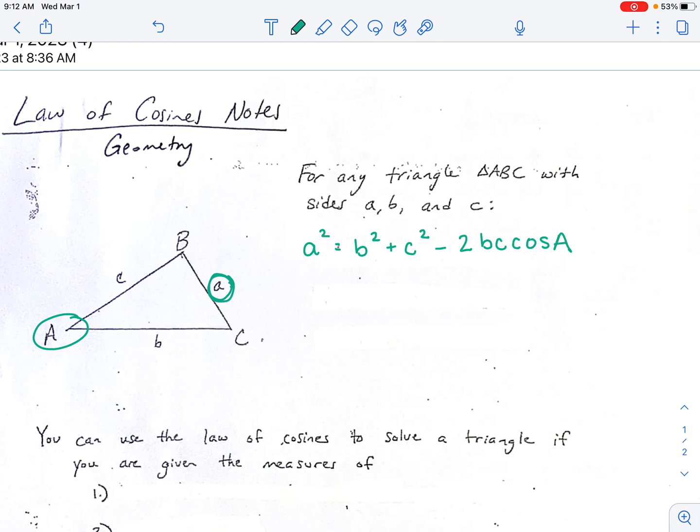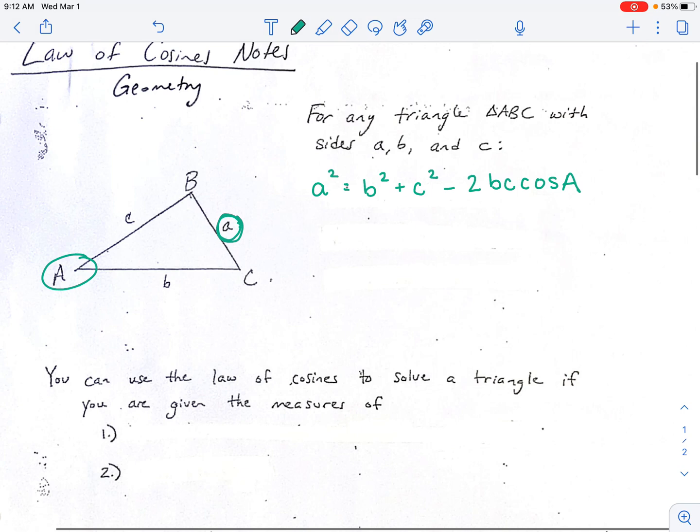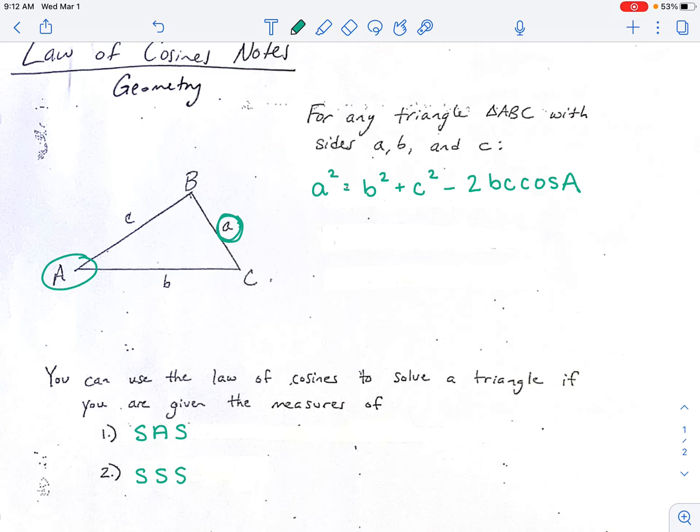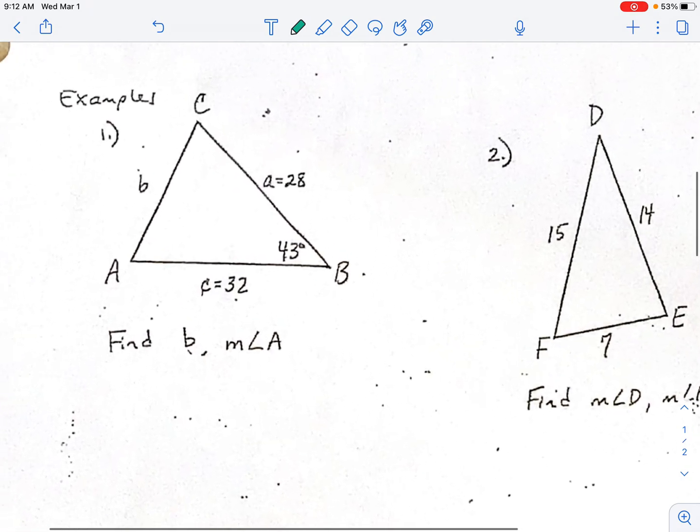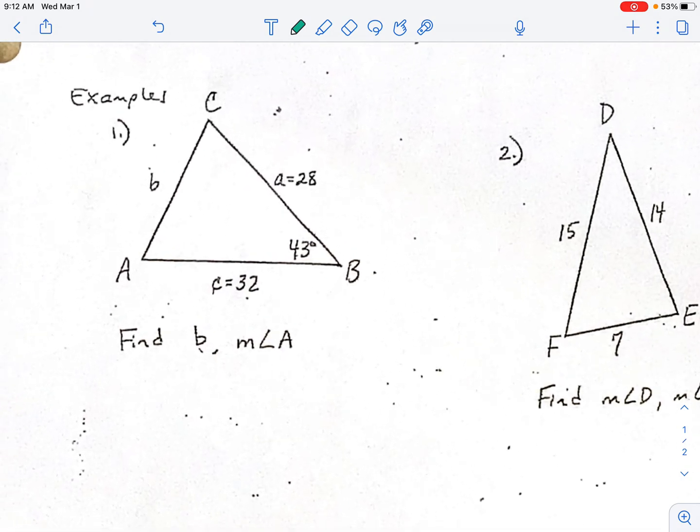So like I said, a little bit lengthier. And you can only use it in certain instances. You can only use it if you see side angle side to start off your problem, or side side side. If you see any other combination, you're going to use law of sines first instead, so it's a little bit quicker. So let's look at our first example here. Our goal is to find the side B as well as angle A.